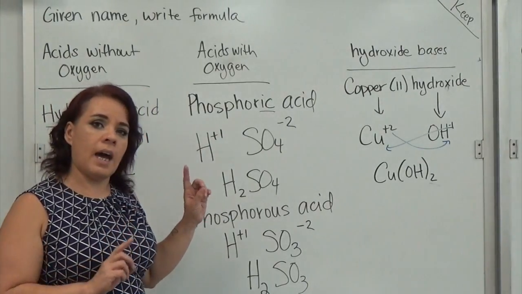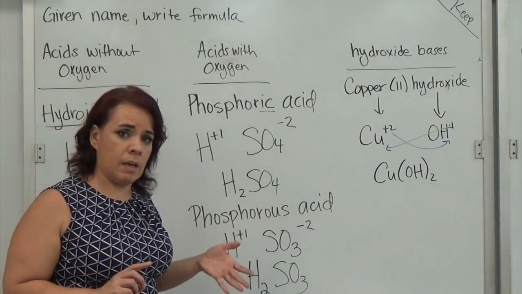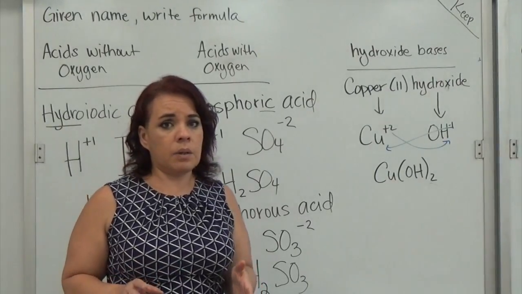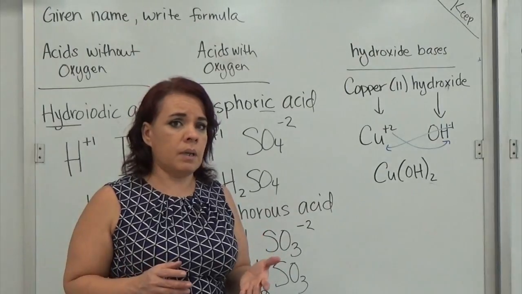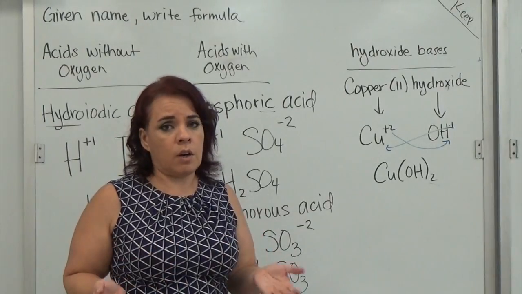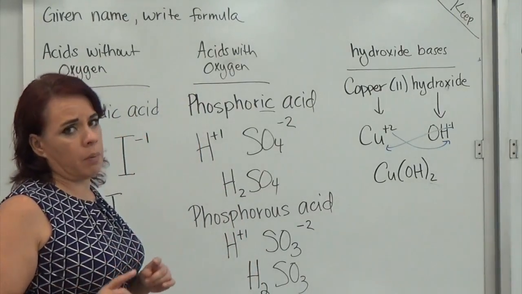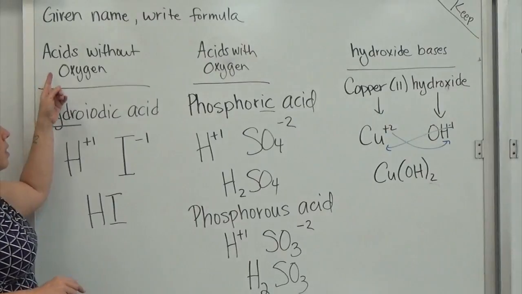And then of course we have our hydroxide bases. Those are fairly easy to name because they're going to be made up of a metal ion combined with a hydroxide polyatomic ion. So the name and the formula, if you remember how to crisscross, are fairly easy to get. So the first type of acid we're going to look at are those acids that do not have oxygen.